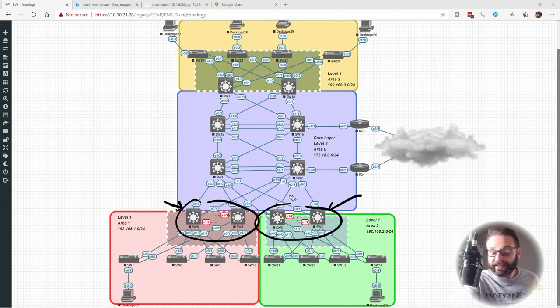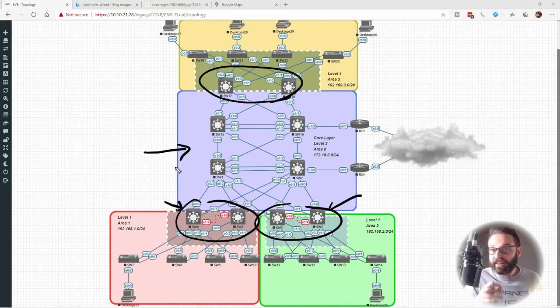They have one leg in the core and one leg in their own areas. It's also up here too. This also becomes a very important design consideration within OSPF. OSPF must have an Area 0 backbone.